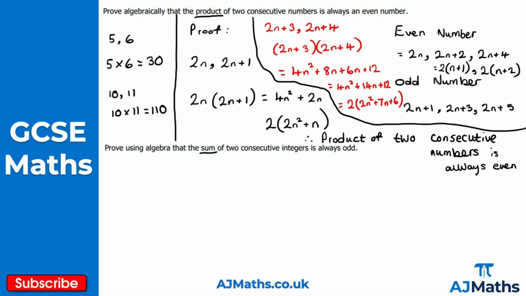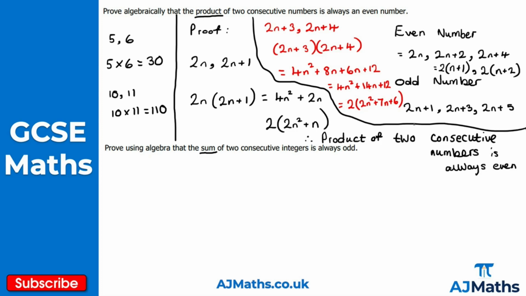Okay, so let's move on to the next one here. So if we go back to our original pen color, so we want to prove using algebra that the sum of 2 consecutive integers is always odd. Don't worry about the difference in the wording here where it says integers rather than numbers. Again, we're just using this fact so that an even number we can represent like this, and an odd number we can represent like this. So the sum here, that means we're going to add them together. Again, I'm just going to start with 2n and then 2n plus 1.